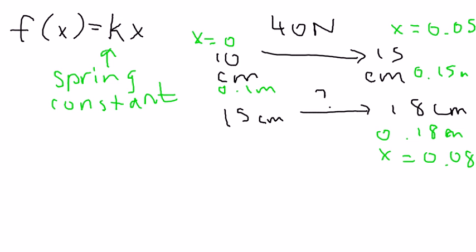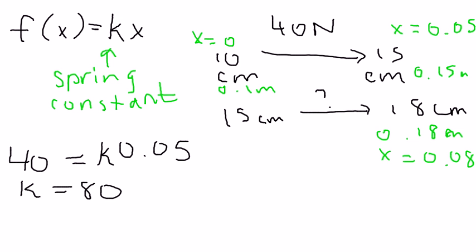Now I plug everything into the equation. F(x) equals kx. We were given the force in the first part of the question. So 40 newtons is equal to k times x. And x was 0.05 because we stretched the spring 5 centimeters. Now we just find k, and k is 800. And now we have our equation that the force is equal to 800x.